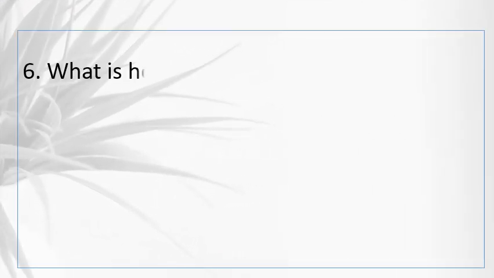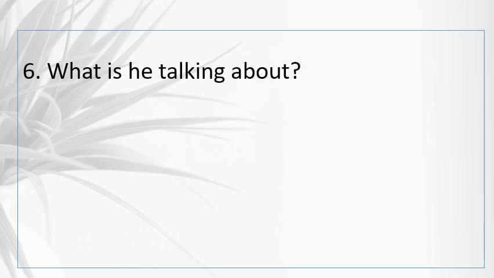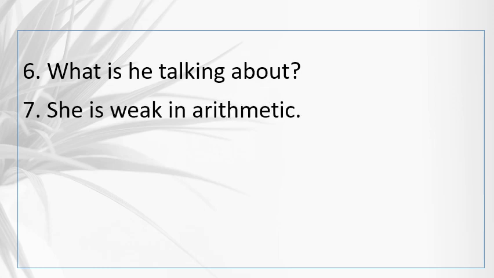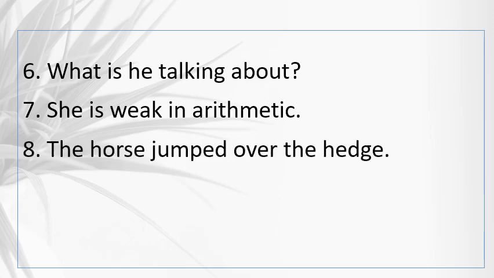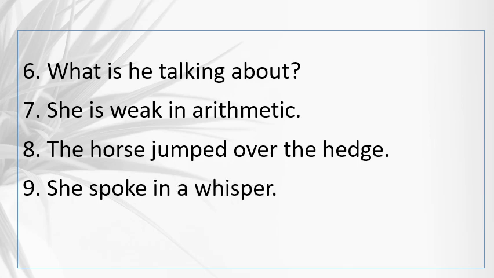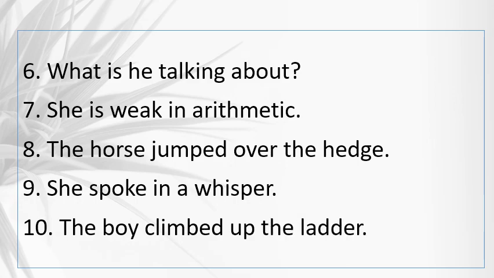Number 6 is, what is he talking about? Number 7 is, she is weak in arithmetic. Number 8 is, the horse jumped over the hedge. Number 9 is, she spoke in a whisper. Number 10 is, the boy climbed up the ladder.